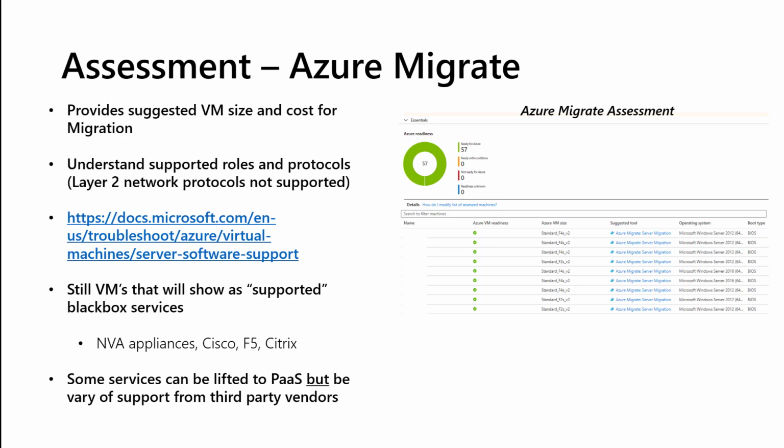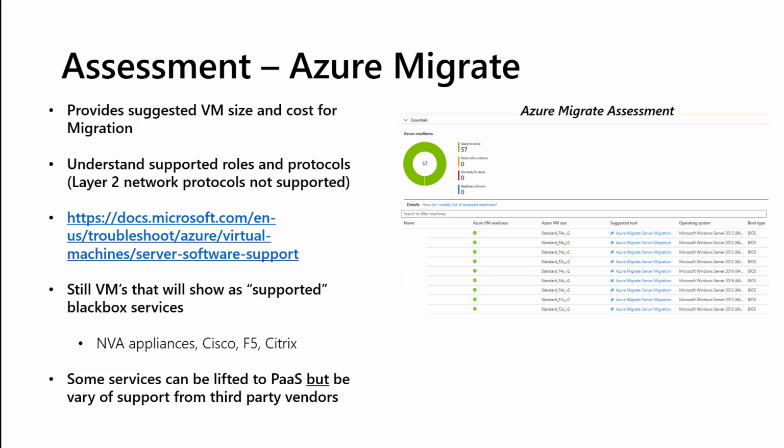So as part of your assessment, Azure Migrate will give us recommendations on what kind of VM sizes we should use for our existing machines. As I said, it looks into supported applications or protocols, but I have seen in some cases that it doesn't understand if a VM is using a specific layer 2 protocol, which is not supported in Azure. The migrate assessment will also give us information about machines that are not ready to migrate to Microsoft Azure. So there are some black box solutions, so appliances from Cisco, F5, or Citrix, which might not be directly supported to run in Azure.